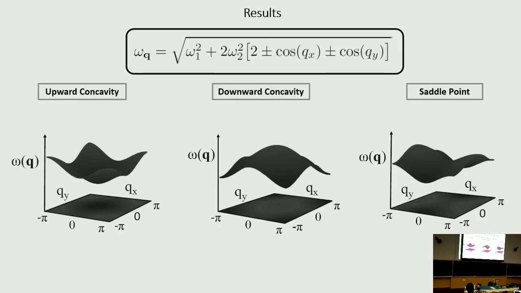Okay, with this new term, I have these three types of phonon dispersion. One type has an upward concavity, this one here, a downward concavity, this is the second one, and on the third one we have different types of anisotropic interaction between ions, and then I can have something like a saddle point. These are the three types of phonon dispersion that I will work with here.